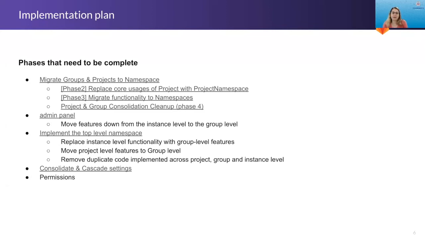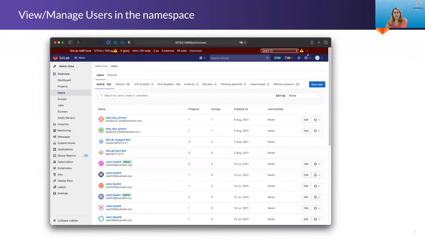The next step after migrating the admin panel is implementing that top level namespace, which is, what is that going to look like? What is that view that I see today at that top level? Is it going to be any different from the group level? This is all being defined. Next, we want to consolidate and cascade settings, and I'll talk a little bit about that in the next few slides, and permissions. So this is all the phases that we need to complete in order to succeed in creating this new workspace concept. So let's talk about what we're migrating in the admin panel.